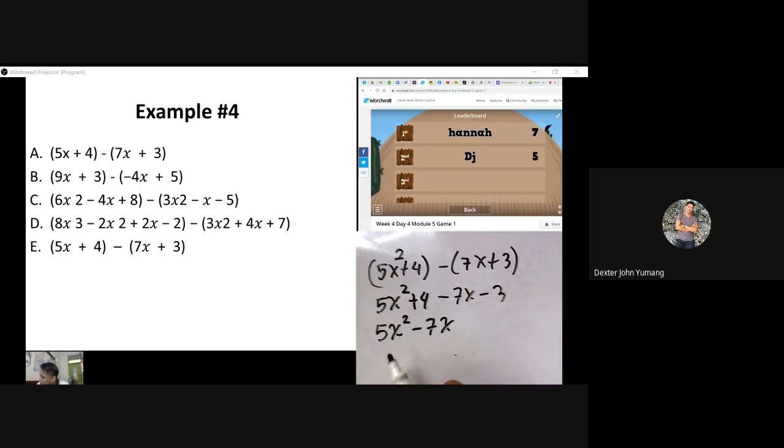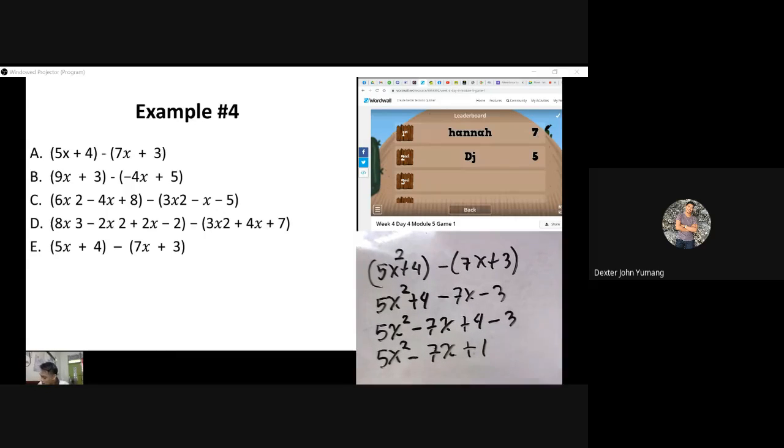Ipagtabi mo yung merong partner. Ang merong partner dito si 4 at saka si negative 3. For 4 minus 3. So bring down lang kasi walang partner. Si 7x, wala din partner. So plus 4 minus 3, that is 1. So plus 1. This is now the answer.